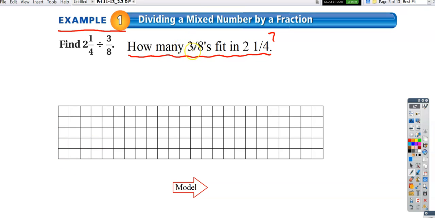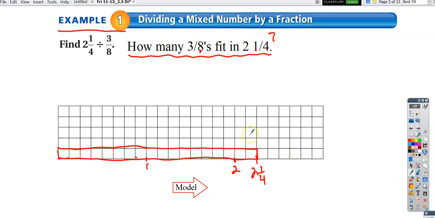Because I know I'm going to be counting by 8, I'm going to make my whole made up of 8 little squares. 1, 2, 3, 4, 5, 6, 7, 8. So I'm going to make this be 1. 1, 2, 3, 4, 5, 6, 7, 8. And this is 2. Now, if it takes 8 squares to make one whole inch or foot or whatever I'm measuring, then half of that would be 4 squares, and half of that would be 2 squares. So this is where my 2 1/4 would be. You could do this with circles or rectangles like I've shown you in other lessons.